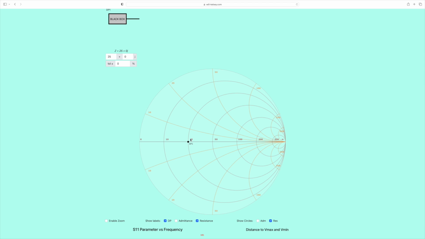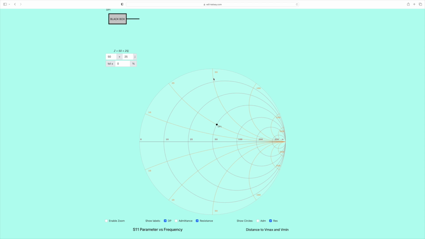But if we were to move on one of these circles up here into this area above the line, we would be moving into the area of inductive reactance, plus J. And if we were to move below this line, we would be moving into the area of capacitive reactance, minus J. Let me just show you what that looks like. So let's put it back to 50 ohms again for a moment. That's 50 ohms, no reactance, the bullseye, right in the middle. Let's say we had 50 ohms and 25 ohms of inductive reactance. That would look like this.